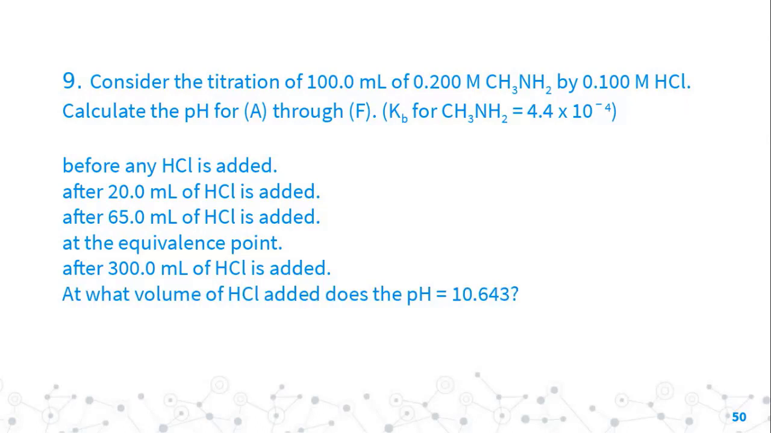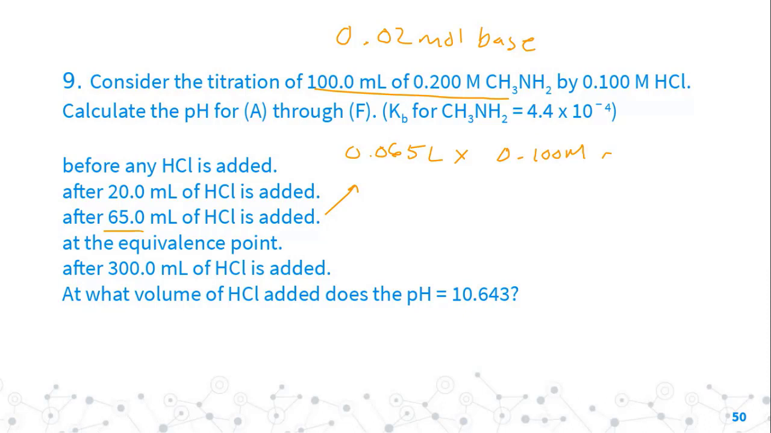All right, so for number 9, C, let's say 65 milliliters is added. Originally we said that we had 0.02 moles of this base. Now we're adding in 65 milliliters, right? So 0.065 liters times 0.100 molarity equals what? 0.0065 moles of HCl.